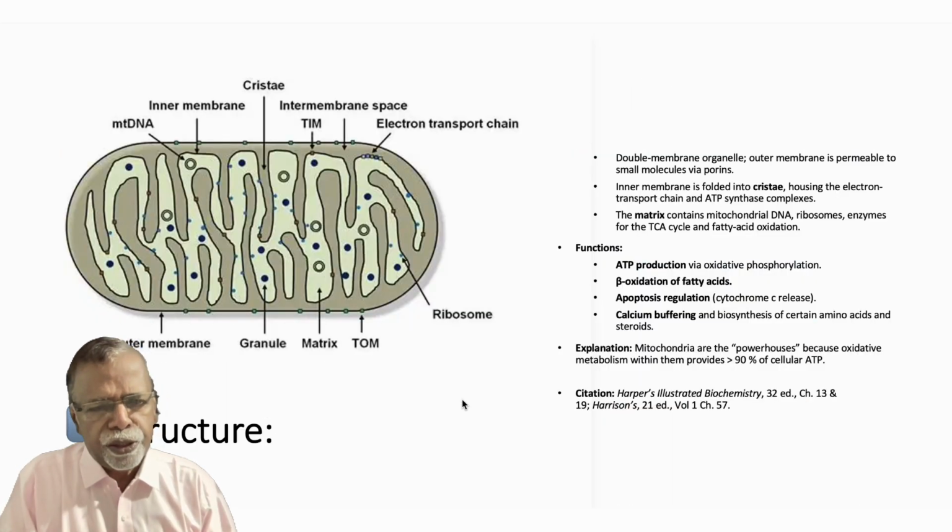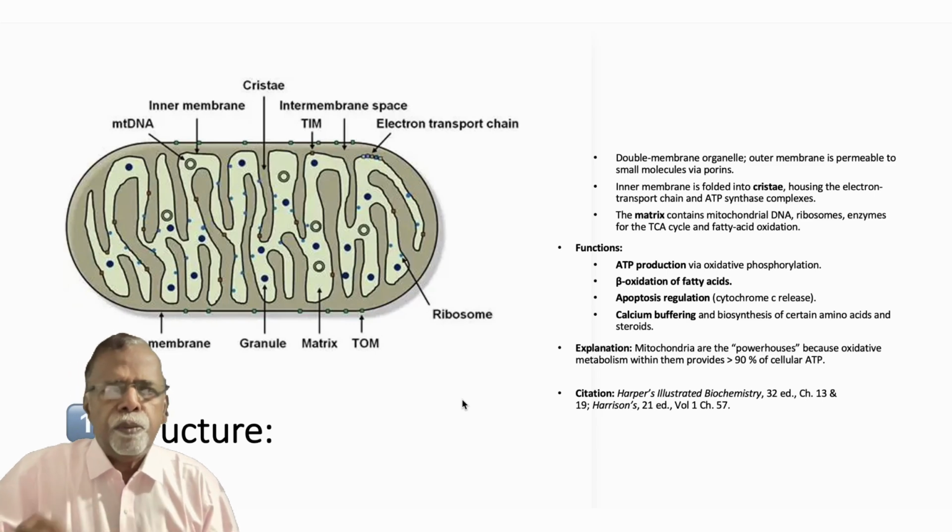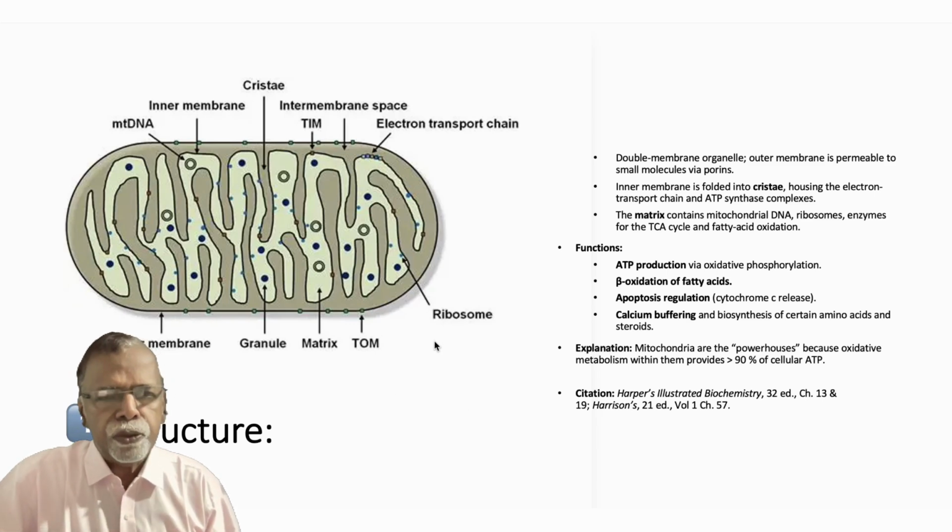One of the important structures is the mitochondria. Mitochondria is the powerhouse of the cell. It's a double membrane organelle. You can see there is one membrane outside and another membrane forming the cristae, permeable to small molecules. The inner membrane is folded into cristae, housing the electron transport chain and ATP synthesis complexes. That's why it is called the powerhouse of the cell.